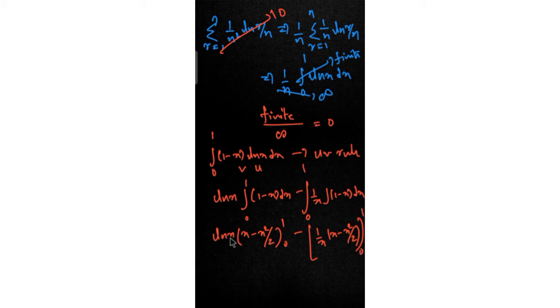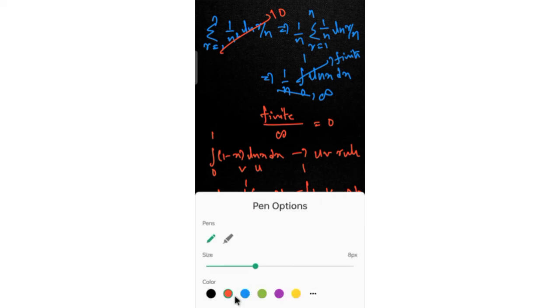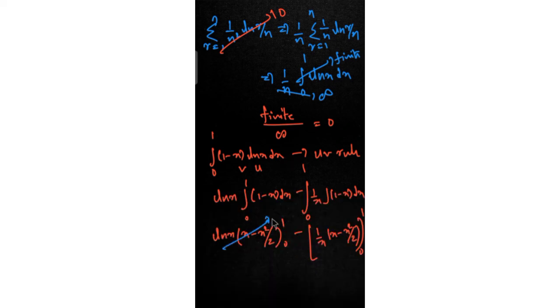If you just put 1, ln 1 would be 0, so the total term would be 0, and when we put 0 in the place of x, we would be getting 0 minus 0, again the total term is 0. So finally this part is 0. Everything is fine, right? Like we have done it in the right way.